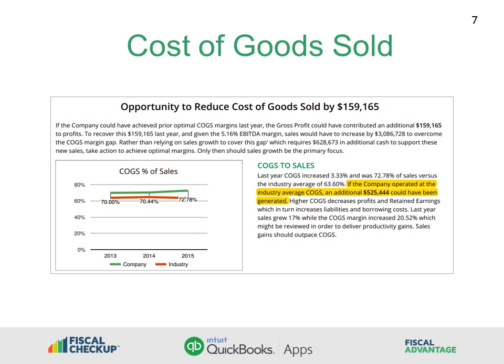The first graph shows the company's performance in green compared to the industry in red. The narrative to the right monetizes the opportunity if margins have been eroding. In this case, if the company could achieve the industry average, it would generate more than $500,000 in additional profits.